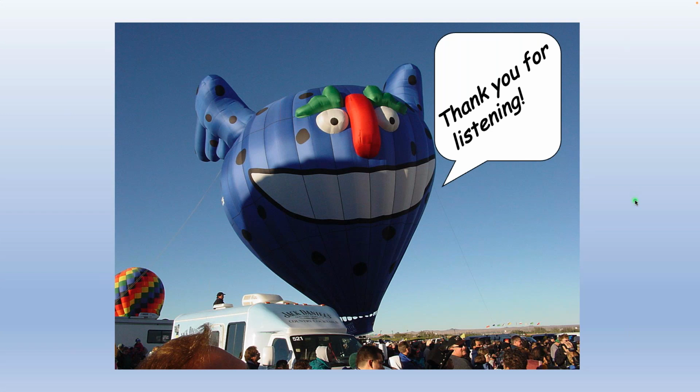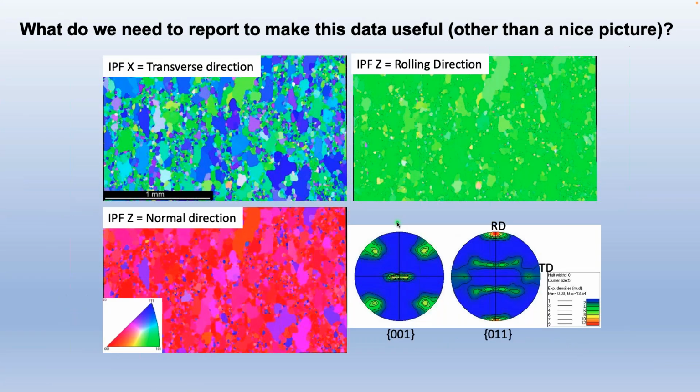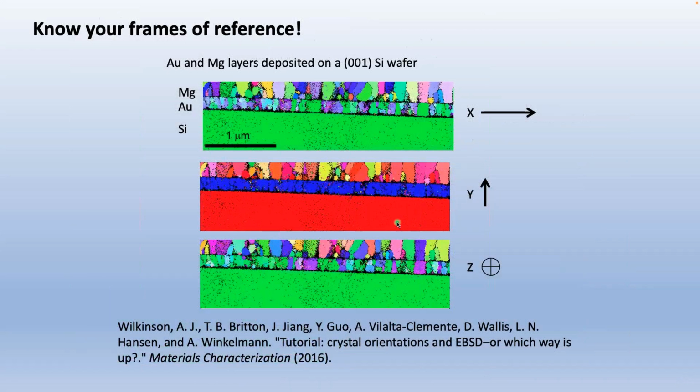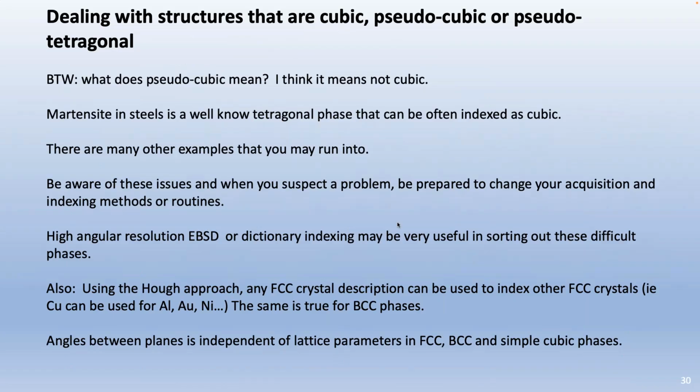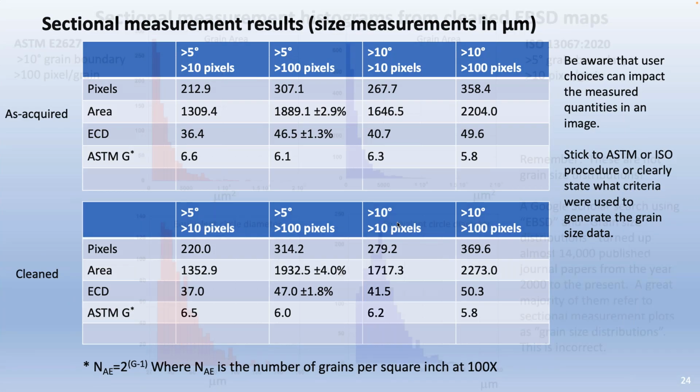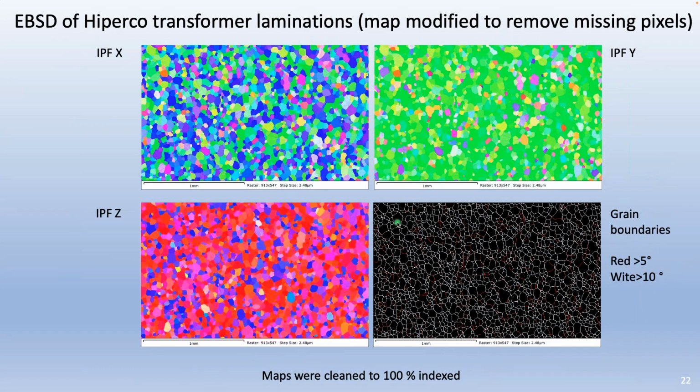Okay, Joe, first question we have is on slide 22 in the lower right-hand picture, the black picture. What are the red colored grain boundaries representing? Slide 22, let me find it. Oh, okay, so the red ones are the greater than 5 degree misorientations. And the white ones, sorry for the misspelling of white, are greater than 10 degree misorientations.